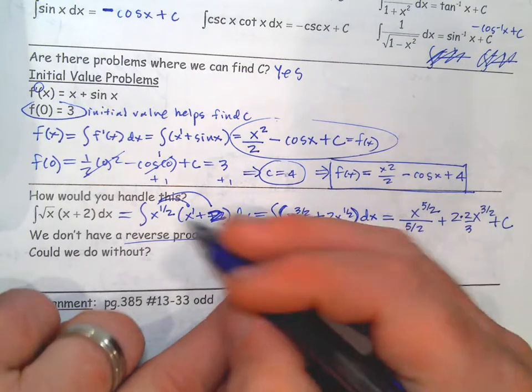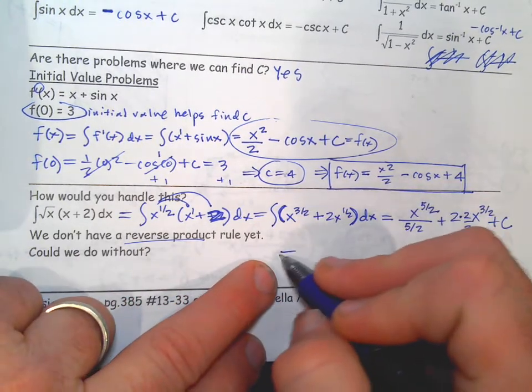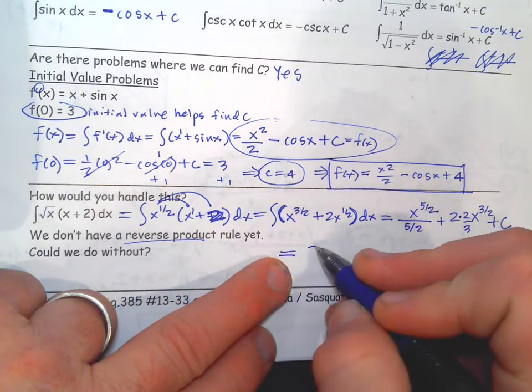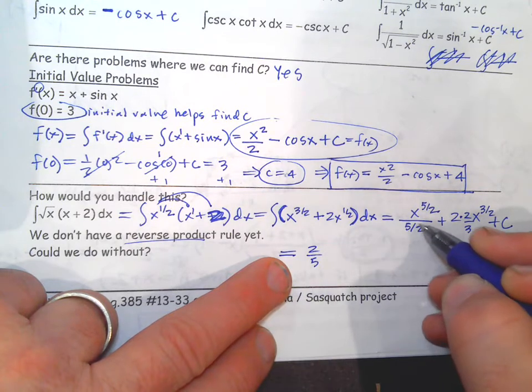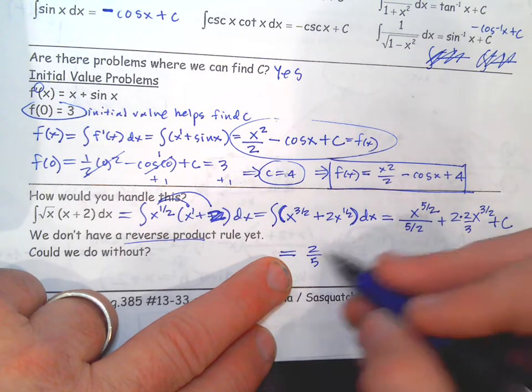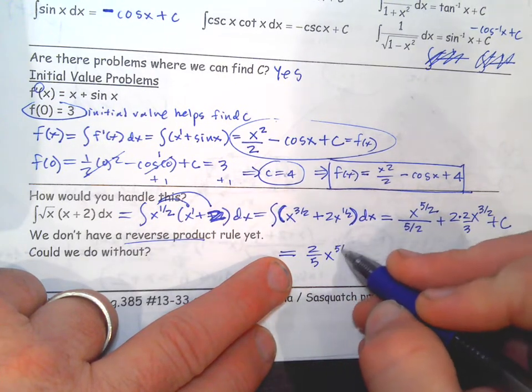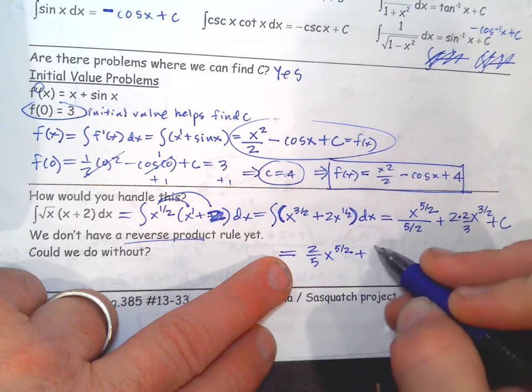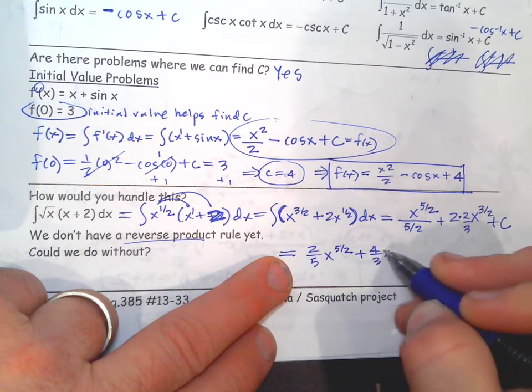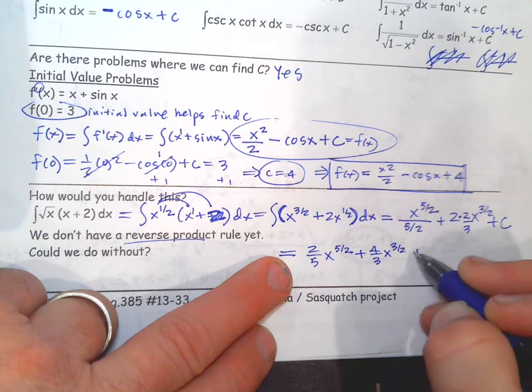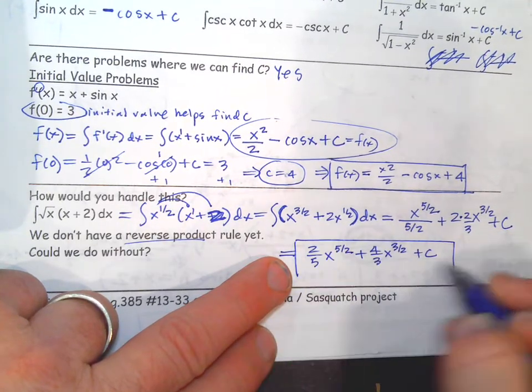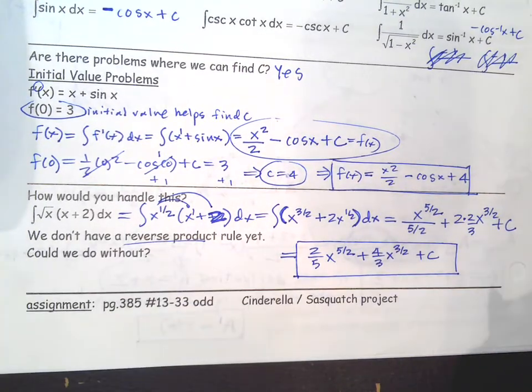I don't have an initial value this time, so my answer is just going to have a c in it. So this is going to be 2/5, right? After you divide by 5/2, the same as times 2/5. x to the 5/2 plus 4/3 x to the 3/2 plus c. And that's your answer.